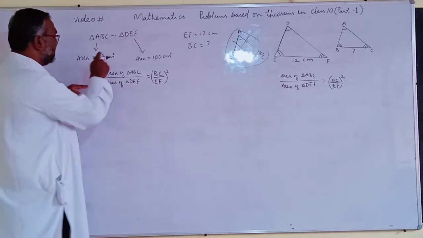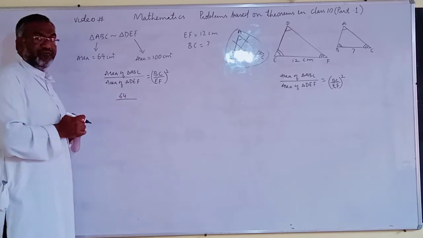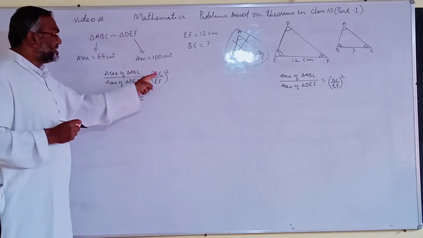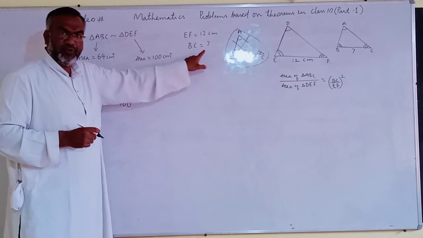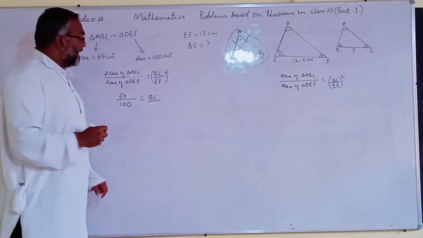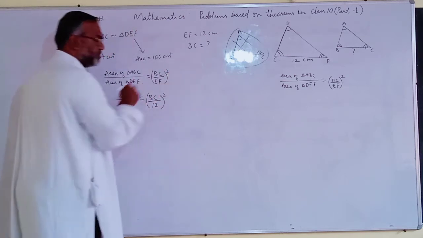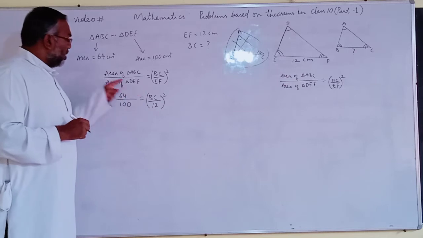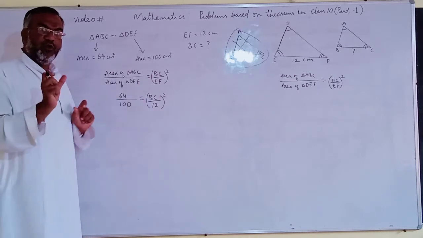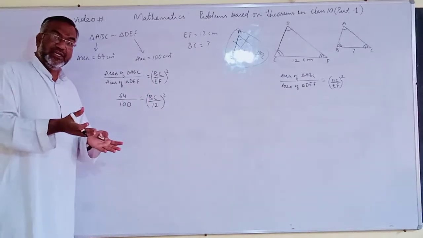Now area of triangle ABC is given, it's 64, divided by area of triangle DEF, that is 100, which is also given, is equal to BC. Do we know BC? No, we do not know, we have to find BC, so BC is kept as it is. EF, do we know EF? Yes, EF is given, that is 12, whole square. Now, out of four quantities, 3 are given, 1 we have to find. That's very easy. It is very simple, right?